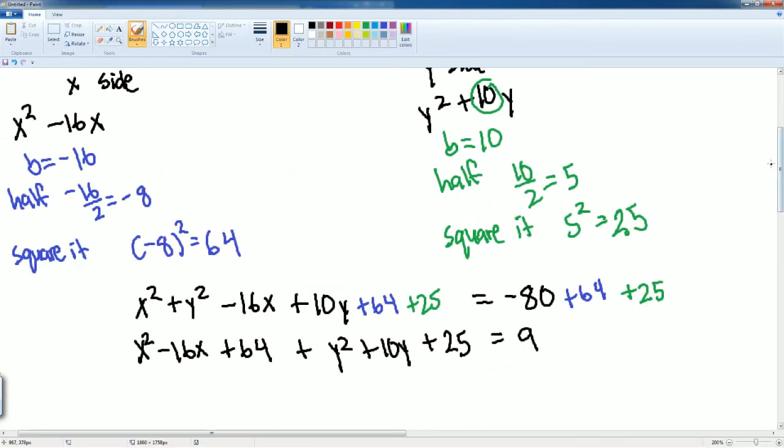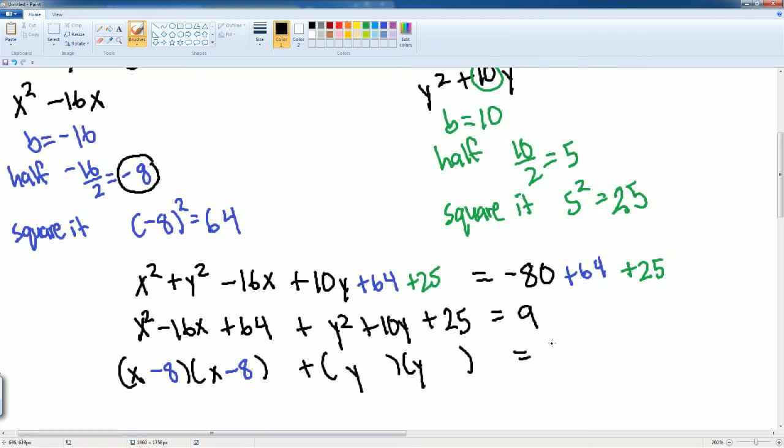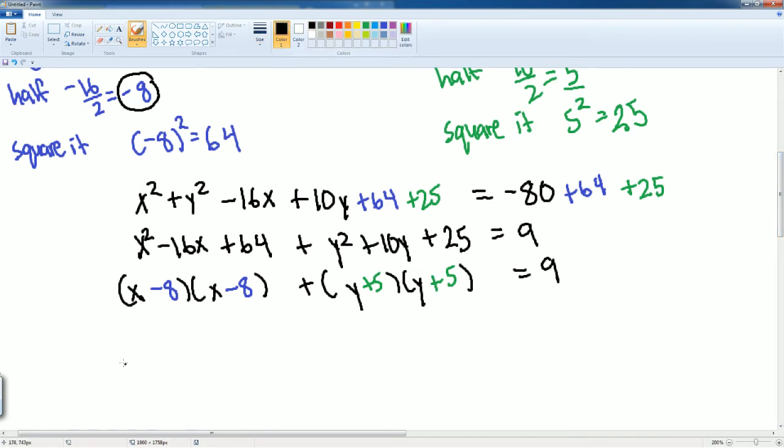All right. So if you factor this, it's very easy, because it's this value. Once you half it, it's that value. So it's x minus 8 and x minus 8 is what you get after you factor that. Plus, now you have your y's. y and y equals 9. And we saw that here it was 5. So it's plus 5 plus 5. The way you can write this is x minus 8 squared, because there's two of them, plus y plus 5 squared is equal to 9.